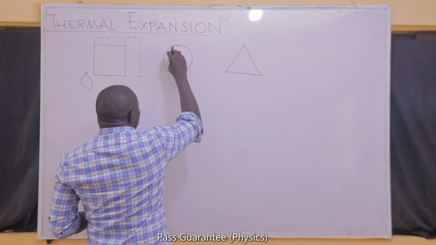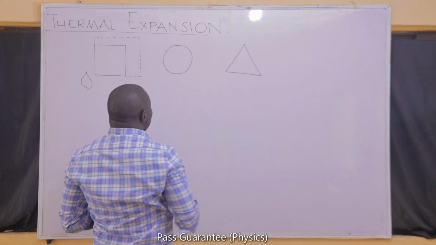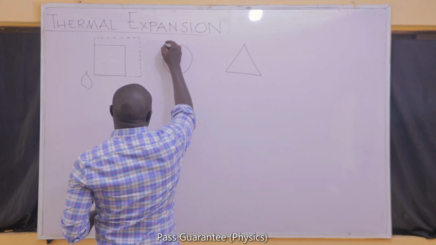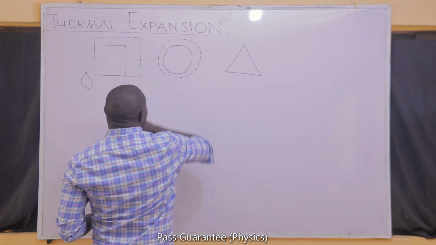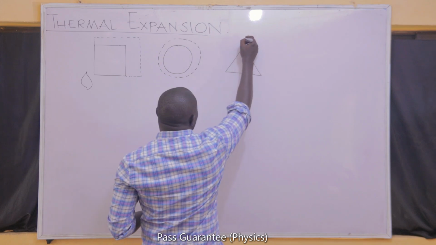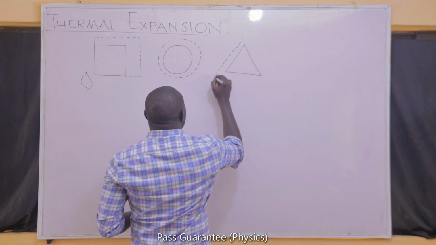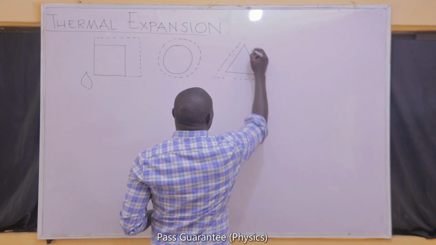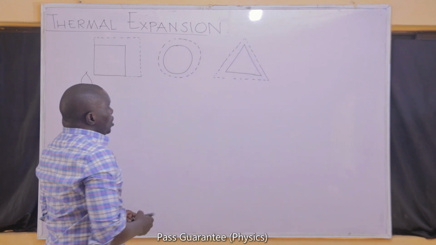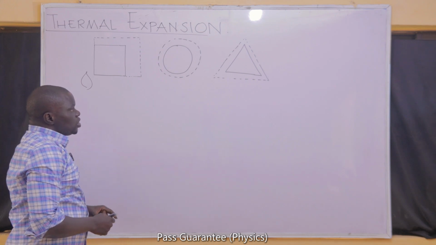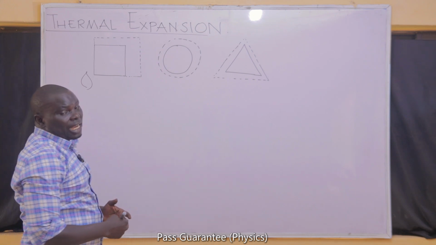If I increase the temperature of this material by heating it, I expect you to know that it will increase while maintaining that circular shape. The same thing will happen to our rectangle. It's going to increase in size across all its 2 dimensions. So then we can also be talking about the fact that the area has increased.